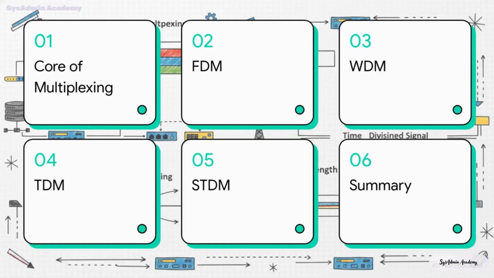Here is our roadmap for today. We'll start with the core of multiplexing. Then, we'll cover Frequency Division Multiplexing, Wavelength Division Multiplexing, Time Division Multiplexing, and Statistical TDM before wrapping up with a quick summary. Let's get right into it.